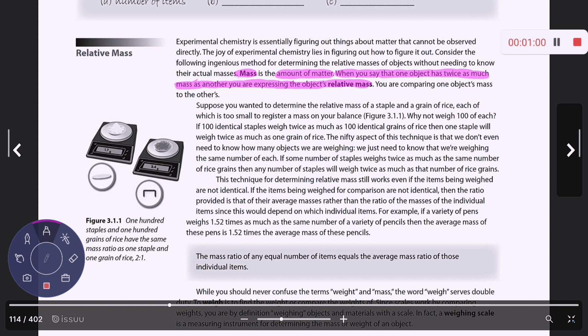If I'm comparing the same quantity, then I could compare them individually. So 100 staples weigh twice as much as 100 grains of rice, and then I could say that a staple will weigh twice as much as a grain of rice. This is known as relative mass, and we use this a lot in chemistry. So the mass ratio of any equal number of items equals the average mass ratio of the individual items.